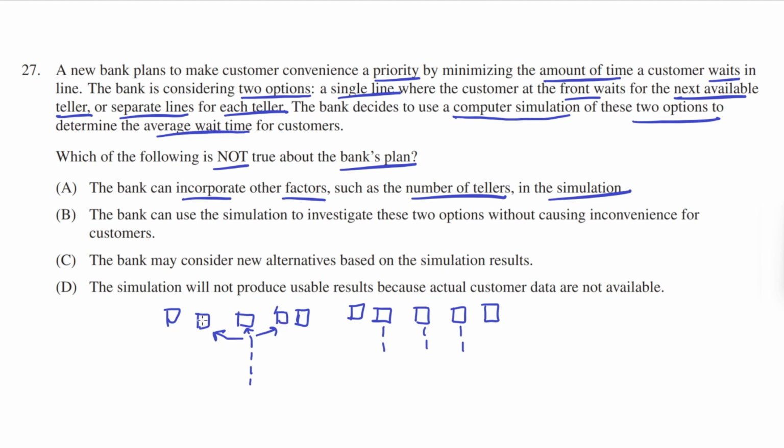When I was drawing these squares here that represented the tellers, I just arbitrarily chose the number 3 for the number of tellers. And a bank can easily choose 3, 5, 7, whatever number they need based on what the number of tellers are in their bank. So, yes, this is a true statement. They can incorporate other factors in the simulation.